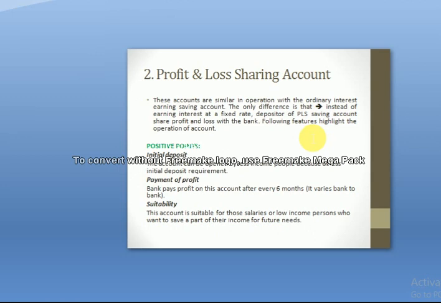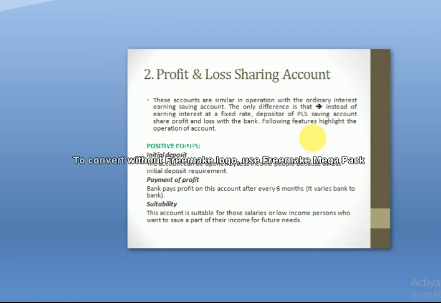It means that the profit and loss will be declared on a quarterly basis, after 3 months, on a semi-annual basis, after 6 months, or on an annual basis. But mostly in this case, it will be on a semi-annual and quarterly basis. So this was the explanation of the profit and loss accounts.